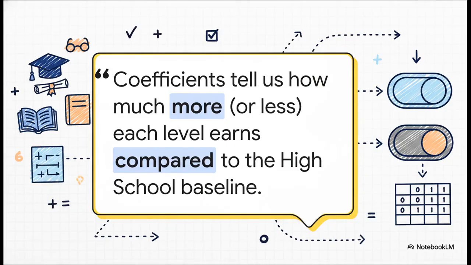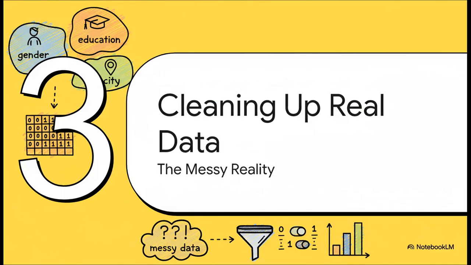And here's the payoff. This is why we do all this work. The results from your analysis, your coefficients, will now tell you exactly how much more or less someone with a bachelor's, a master's, or a PhD earns compared to someone with a high school diploma. You can finally measure the precise impact of each category against your baseline. It's incredibly powerful.